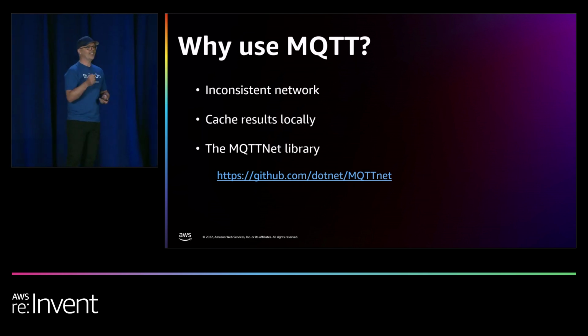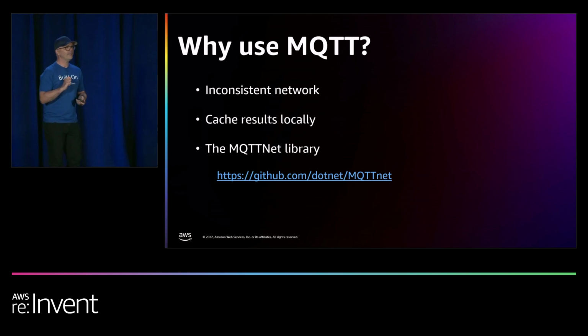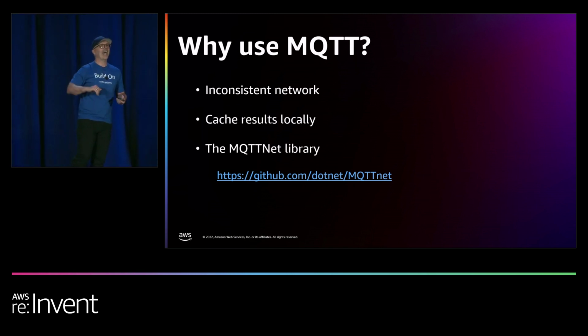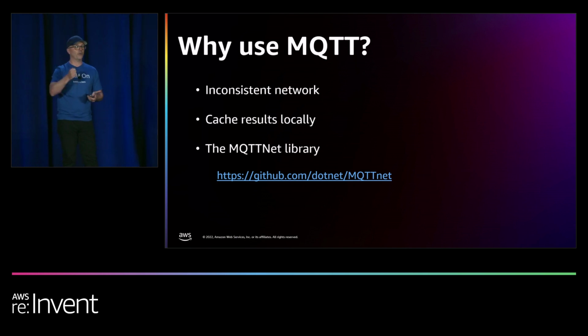So an inconsistent network is bad for, say, traditional techniques that you may use, say a RESTful client-server sort of architecture. So that really rules out an API gateway in your backend, and to the same extent, AppSync, the managed GraphQL service, because both rely on the network connection being reliable.